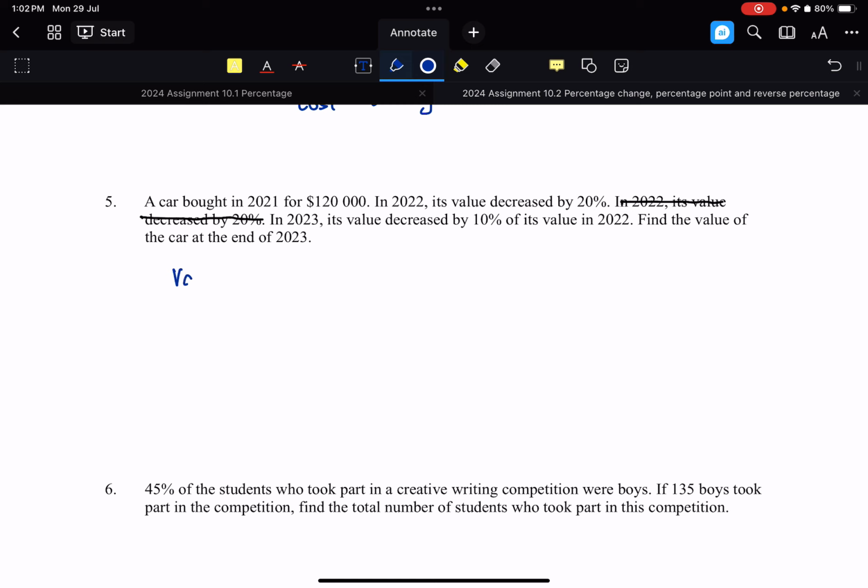Okay, so let's do this. Value at end of 2022. So this is actually 20% lesser, which means it's 80%. So 80% of the original value will give us 96,000.